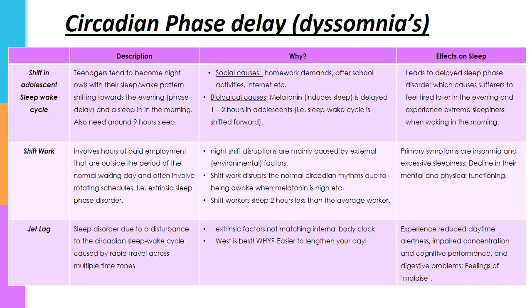So again, you need to know the difference between dysomnias and parasomnias. But you also need to know about circadian phase delay. Now, I'm not going to go through them, but I'm just going to remind you that there are 3 different circadian phase delays, and they are examples of dysomnias. So we have the shift in the adolescent sleep-wake cycle, we have shift work, and we have jet lag, okay? You need to make sure you know the descriptions, why they occur, and the effects on sleep.